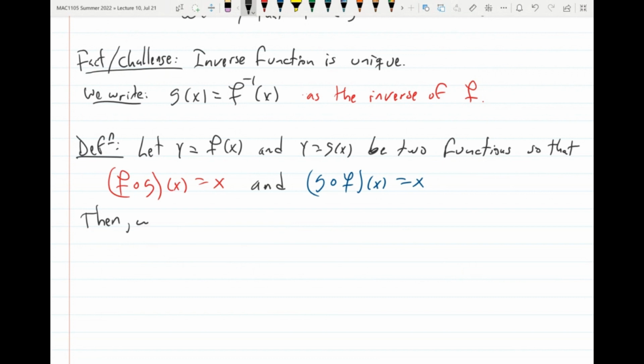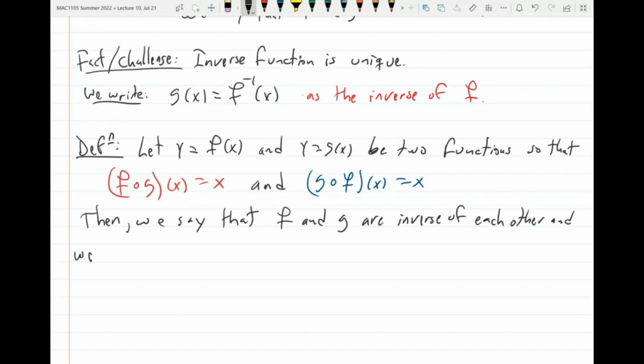Then we say that f and g are inverse of each other, and we typically write g of x as f inverse of x. Or the other way around, you can write f as g inverse of x, okay? Doesn't matter which one. Okay, so that's our definition.